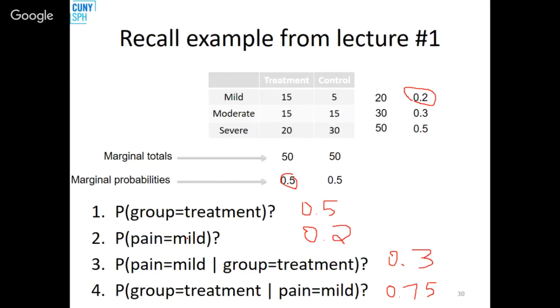Yes? Number 3. So number 3, the probability of reporting mild pain conditional on being in the treatment group. For this, I see that the treatment group is in this first column. So that's 15 out of 50. For number 4, we went this way. We went 15 out of 20.